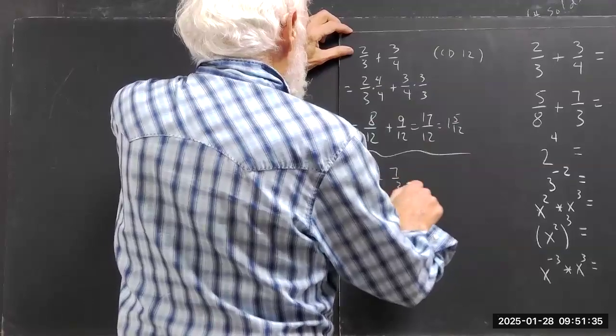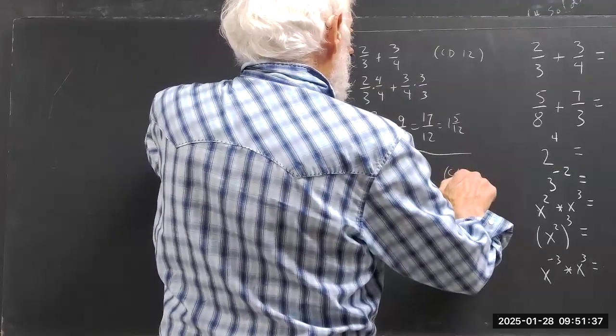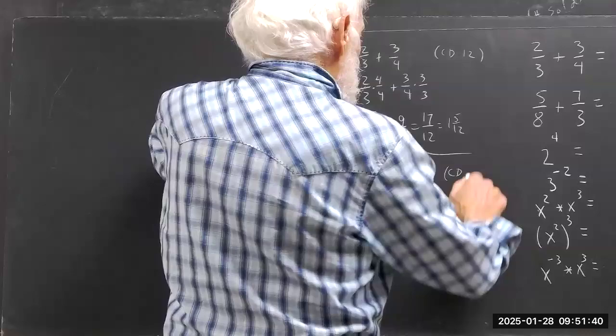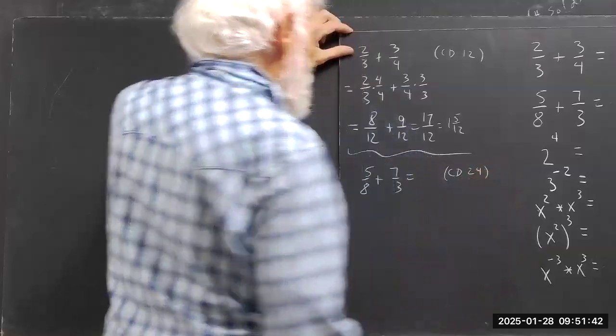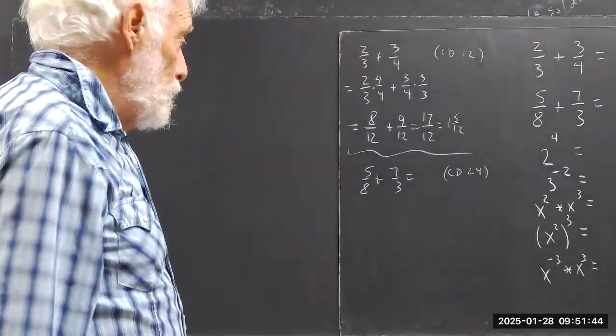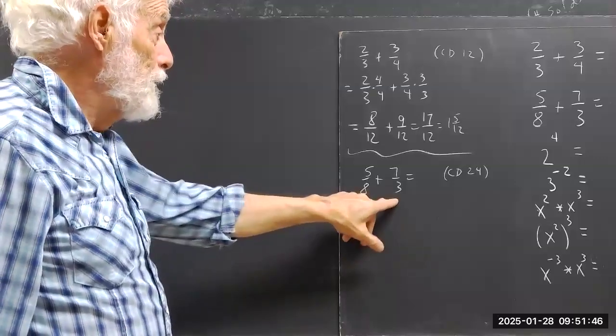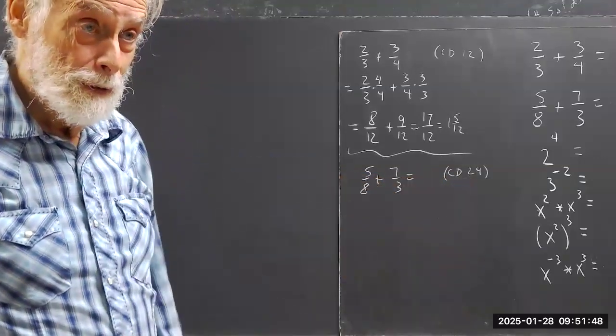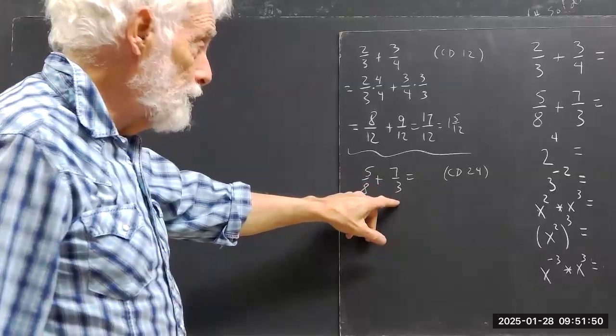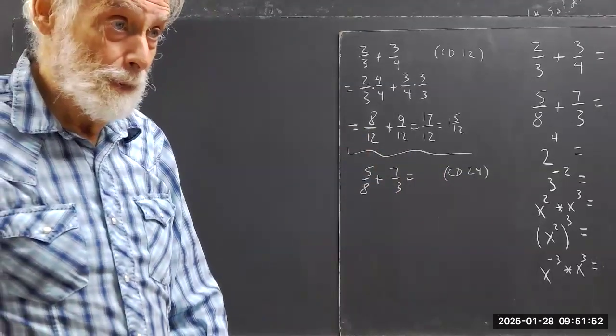Now we got 5/8 plus 7/3 equals. So they put the note here, your common denominator is what? Well, it's 24. Okay. Always, you can use this times this as your common denominator. Now, if they have a common factor, you could use a smaller common denominator.